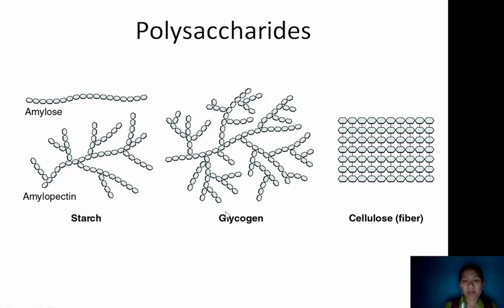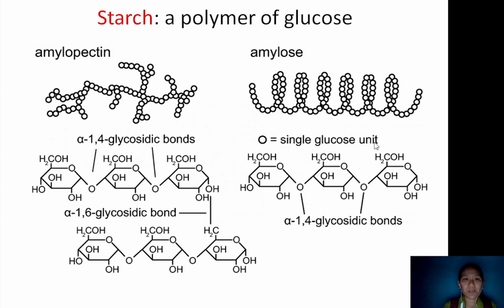storage carbohydrate in animals. And then cellulose forms a structural part of a plant, which you can mostly see in the cell wall of a plant. Now starch, as discussed, is a homopolysaccharide. It is made up of a repeating unit of glucose, a polymer of glucose.